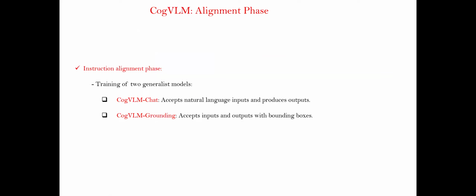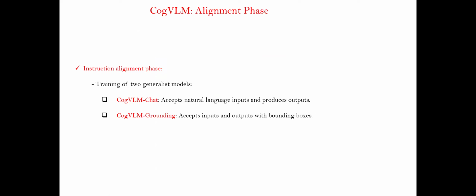In the last part, we saw a pre-training model, which was to get a foundational model. Now we will do instruction tuning, that is, instruction supervised fine-tuning, to solve a specific task like chat or grounding. Instruction supervised fine-tuning on CogVLM led to two task-oriented models: CogVLM chat and CogVLM grounding.